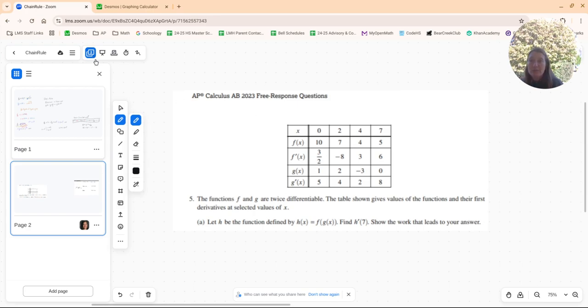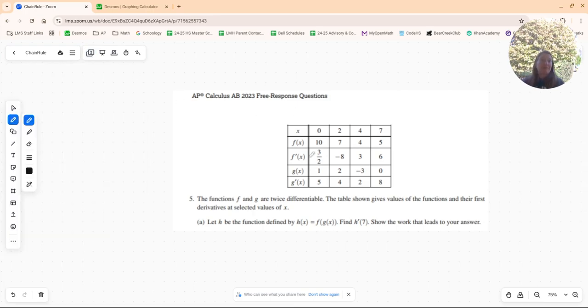Functions are not always presented to us algebraically. And this comes up frequently on the AP exam, or if you're in a college calculus class, I'm sure that your professor is going to come up with some of these things. It's really important to be able to apply the chain rule and other derivative rules in non-algebraic contexts. Functions can be presented to us algebraically, but they can also be presented to us graphically and as numeric tables of values. And it's important to be able to apply what we know.